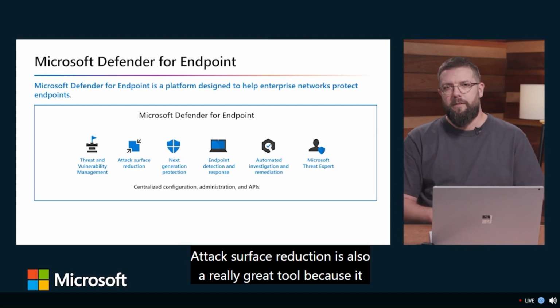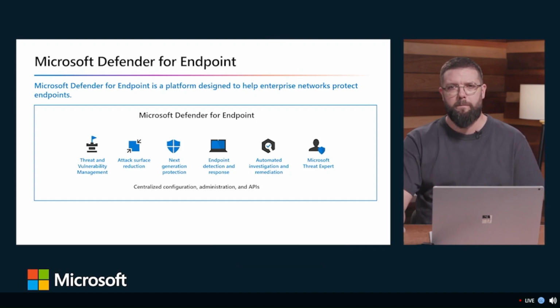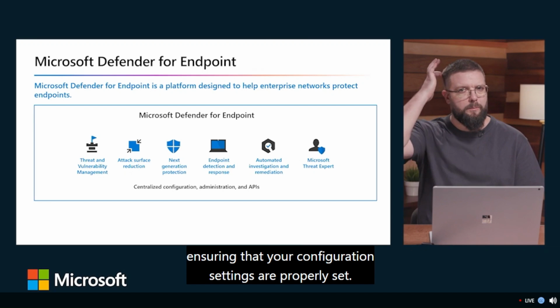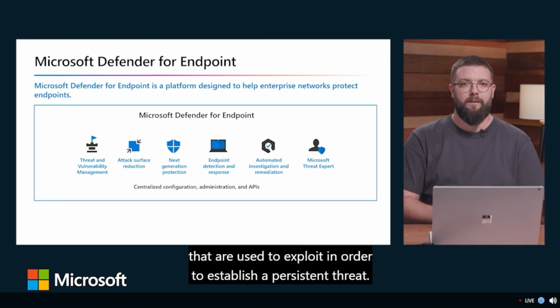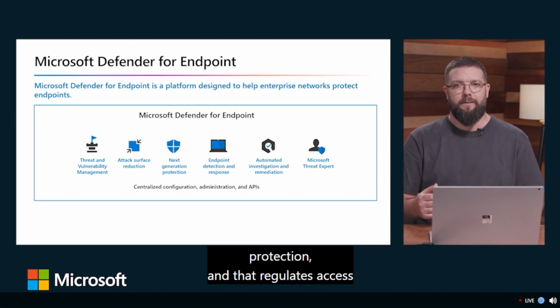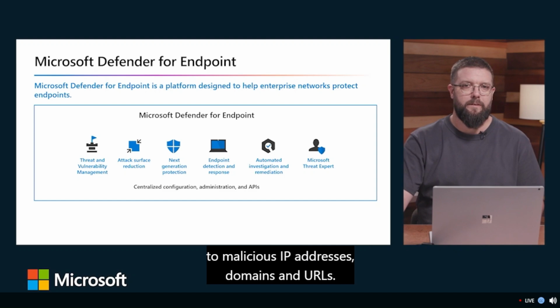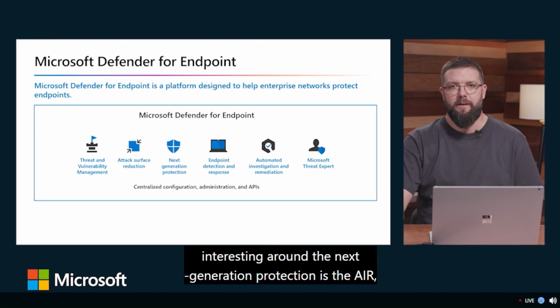Attack surface reduction is also a really great tool because it provides the first line of defense in the stack. What it does is ensure that your configuration settings are properly set. We can mitigate exploits and mitigate the techniques that are used to exploit in order to establish a persistent threat. These sets of capabilities also include network protection and web protection, which regulates access to malicious IP addresses, domains, and URLs.